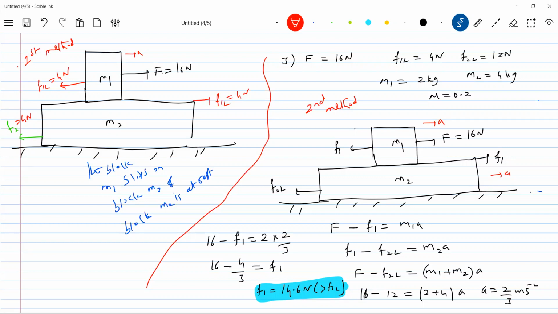I assumed this M1, M2 will move together. Then this F1 will become an internal force. Any reason for that? Because what is the applied force? 16. What is the F12? 12 Newton. So 16 can overcome 12 is what I assumed, but such a thing was not there. So shall I write this possible or not possible? This is not possible. What is possible? Yes, this is possible.